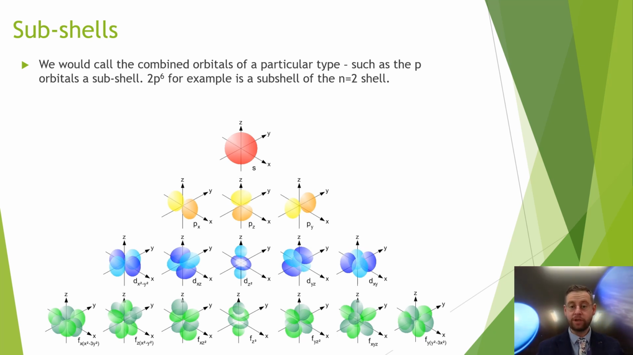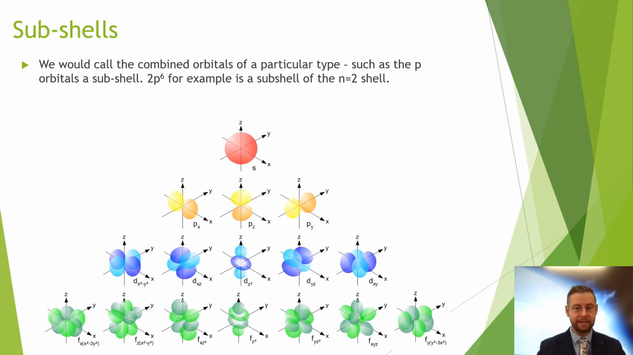Everything at n equals 2 is part of the n equals 2 shell. But the p orbitals together combine to form what we would call a subshell. So when I'm talking about the p orbitals at a particular shell, that is the subshell. As you can see in that previous example, I had 3s2, 3p6, 3d10, and we're talking about 3 subshells there: the s subshell, the p subshell, and the d subshell.